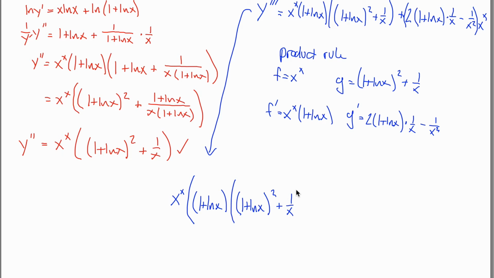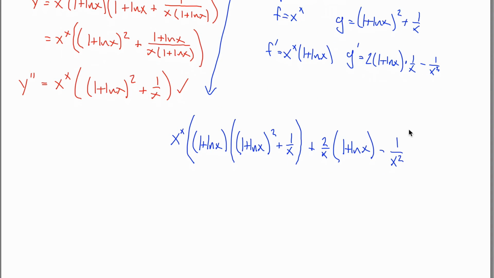So I can close this up, but leave this one open. And then in my next term, I could get a common denominator, I suppose. I don't know if that really helps. Actually, I don't think it does. So I'm going to write this instead as 2 over x times 1 plus the natural log of x minus 1 over x squared. Get something like this.